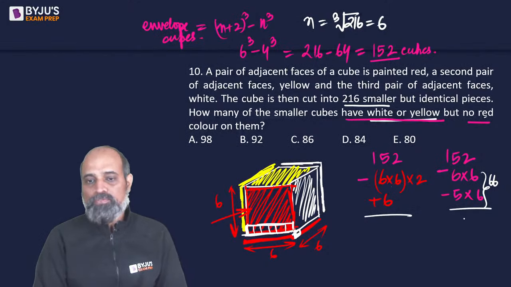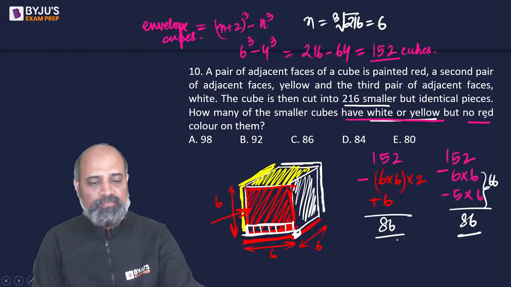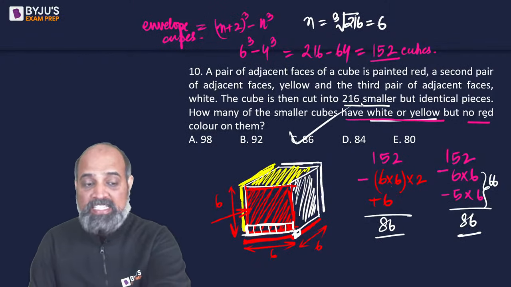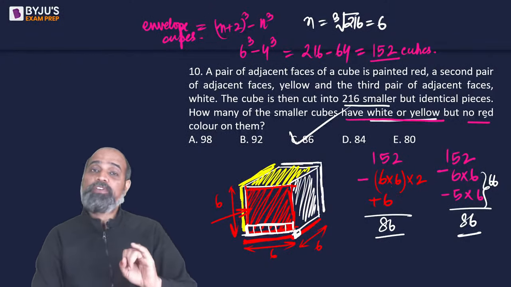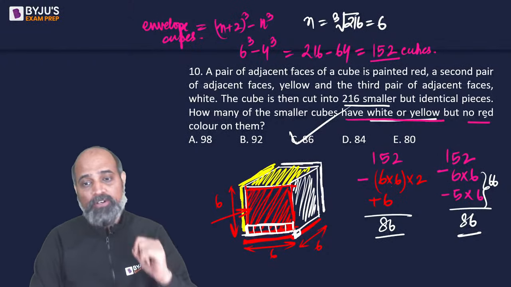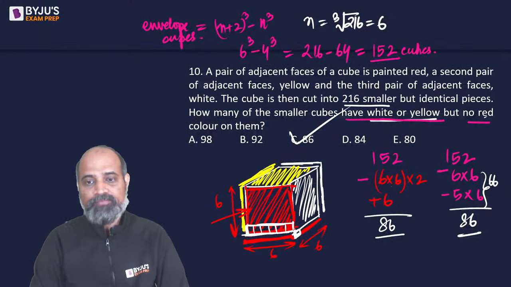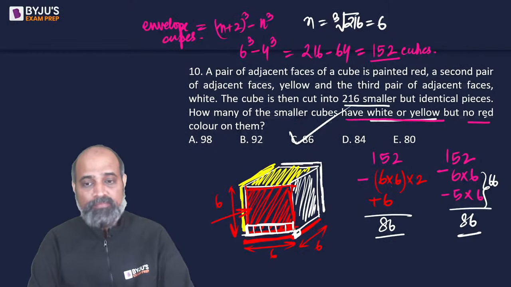So it should be 86. So there are going to be 86 smaller cubes that will have white or yellow but not red. Right, Yash? 86.